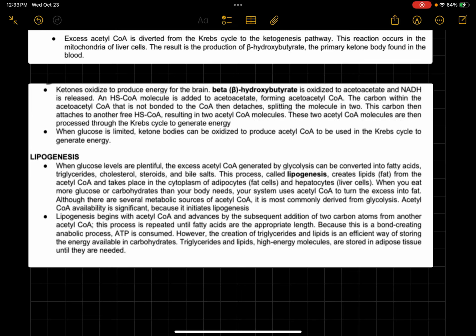Acetyl-CoA availability is significant because it initiates lipogenesis. Lipogenesis begins with acetyl-CoA and advances by the subsequent addition of 2 carbon atoms from another acetyl-CoA. This process is repeated until fatty acids are the appropriate length. Because this is a bond-creating anabolic process, ATP is consumed. However, the creation of triglyceride and lipids is an efficient way of storing the energy available in carbohydrates. So, triglyceride and lipids, high energy molecules, are stored in adipose tissue until they are needed.